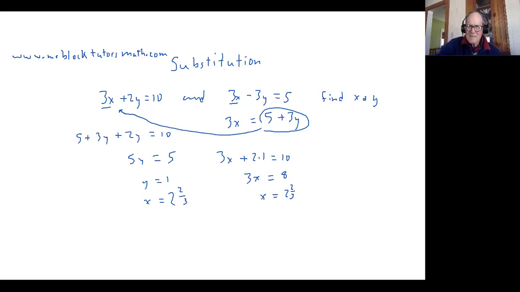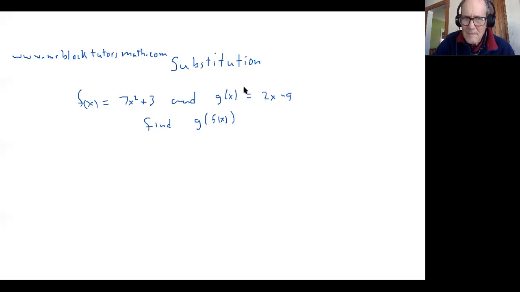Okay, now let's look at how substitution is used in functions. So here I have the function f of x equals 7x squared plus 3, and I have the function g of x equals 2x minus 9, and they want me to find g of f of x. I think, wait a second, I'm not wrong here. This should have been a 2. G of f of 2.